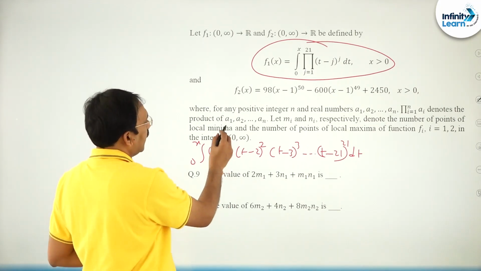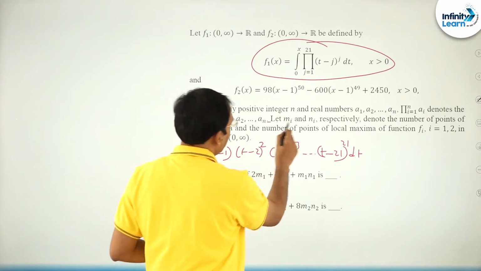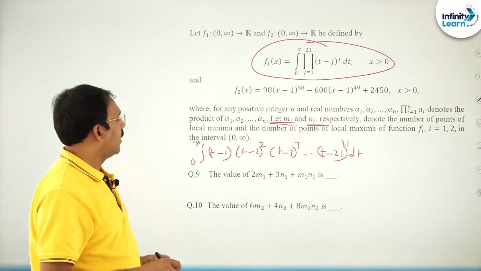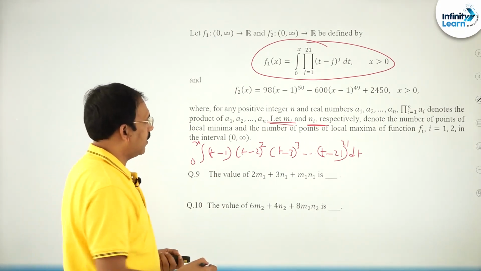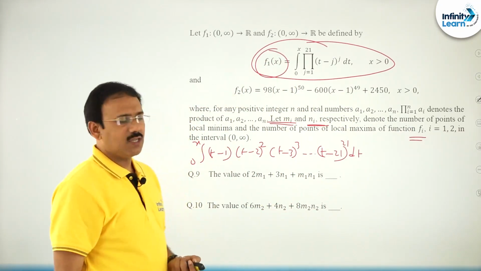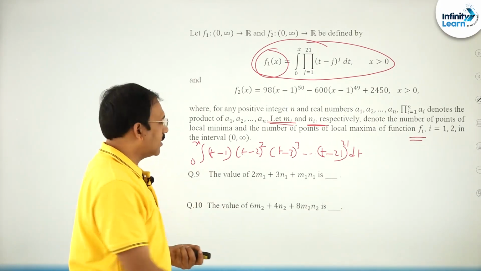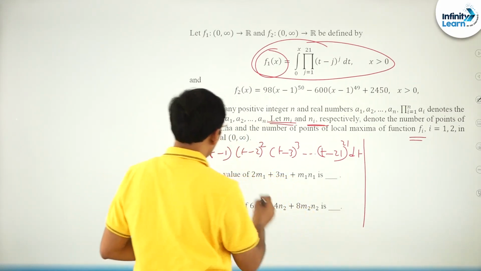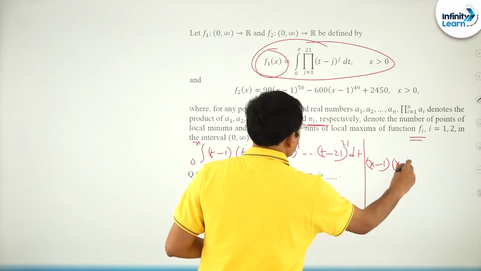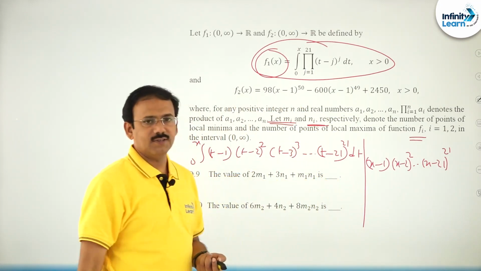Now, where n is any positive integer, let mi and ni respectively denote the number of points of local minima and the number of points of local maxima of this particular function fi. First, let us talk about the first function. You just take the derivative, my dear friends. If you take the derivative of this by Leibniz rule, what will you get? This is (x minus 1) into (x minus 2) whole square, and so on, into (x minus 21) whole power 21.